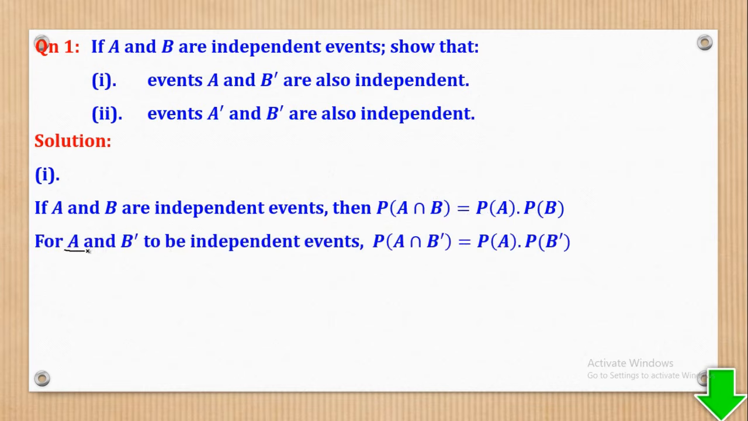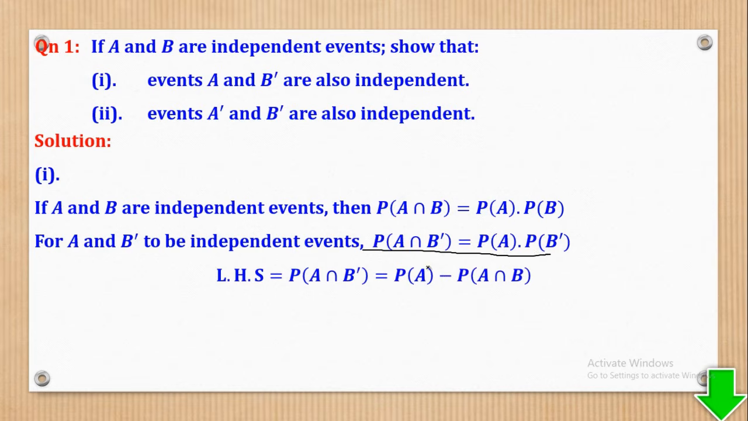Therefore, for these two events to be independent, which they said here, it implies that their intersection must be equal to the product of the individual events. So the product means the probability of A multiplied by the probability of B complement. In other words, this is what they want you to show. Now let us start from the left hand side to show that this one is equal to this.